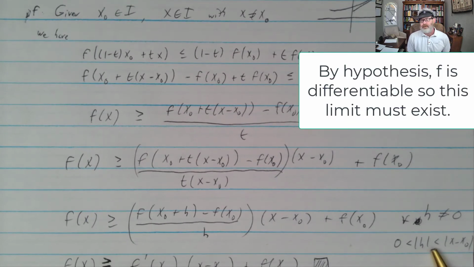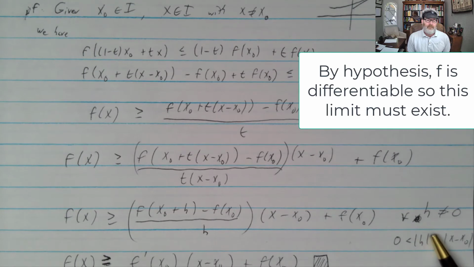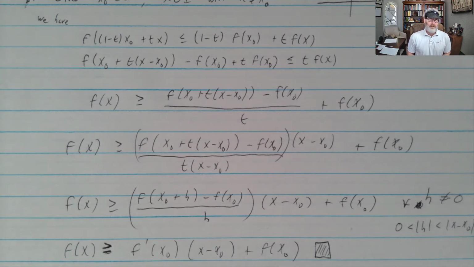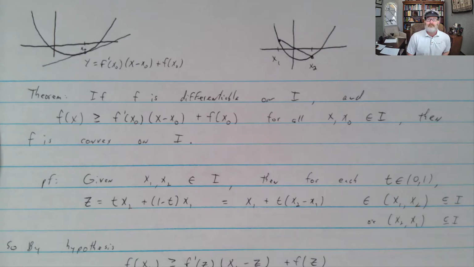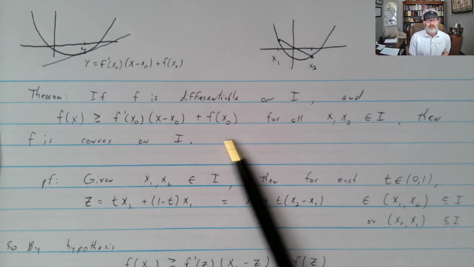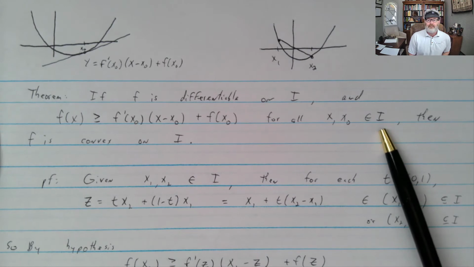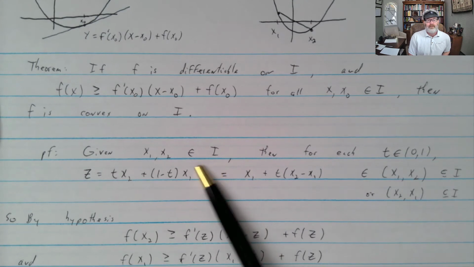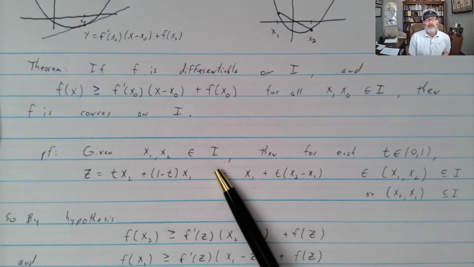And so we can take the limit as h goes to 0. If you do that, then this just becomes the derivative. And that shows what we wanted to prove. But this is an if and only if. So conversely, if f is differentiable and it's always above the tangent line, then f is convex. So if f is differentiable and it's always above every tangent line in an interval, then f is convex on that interval.